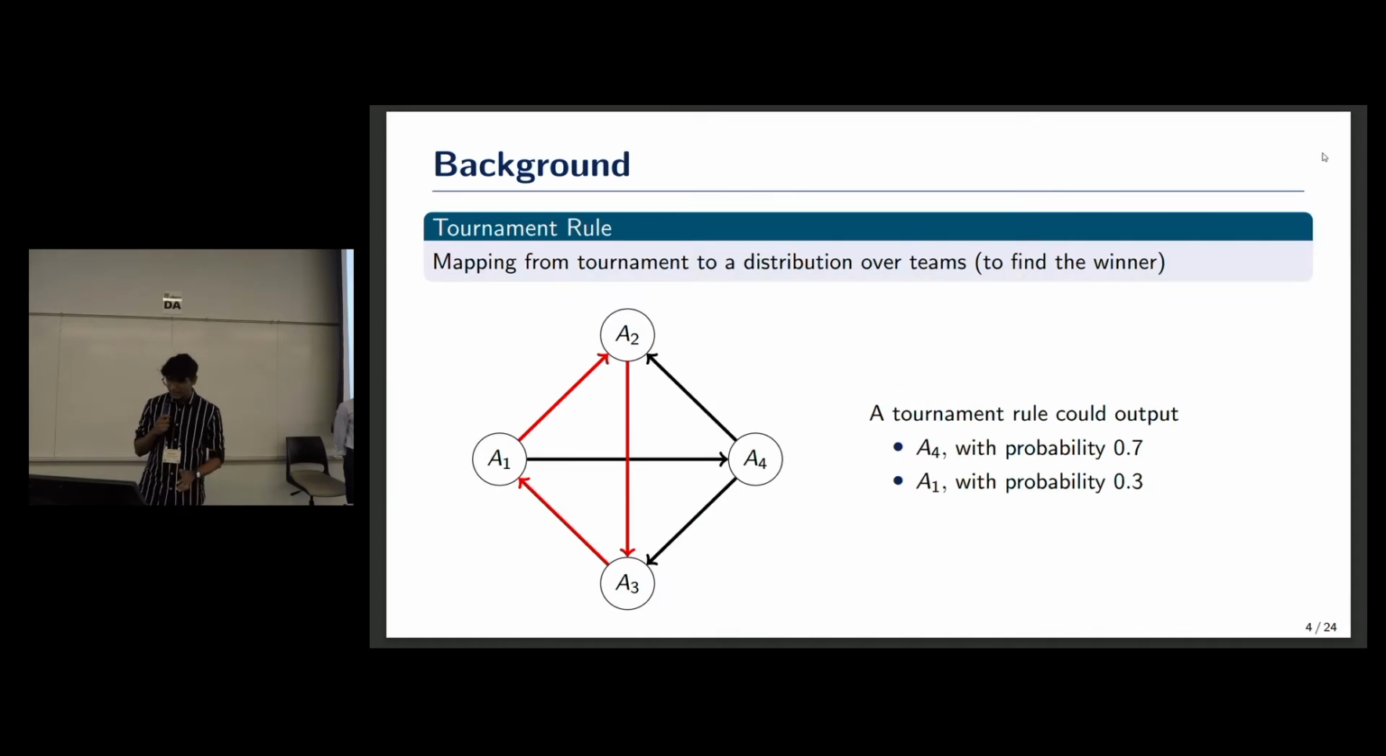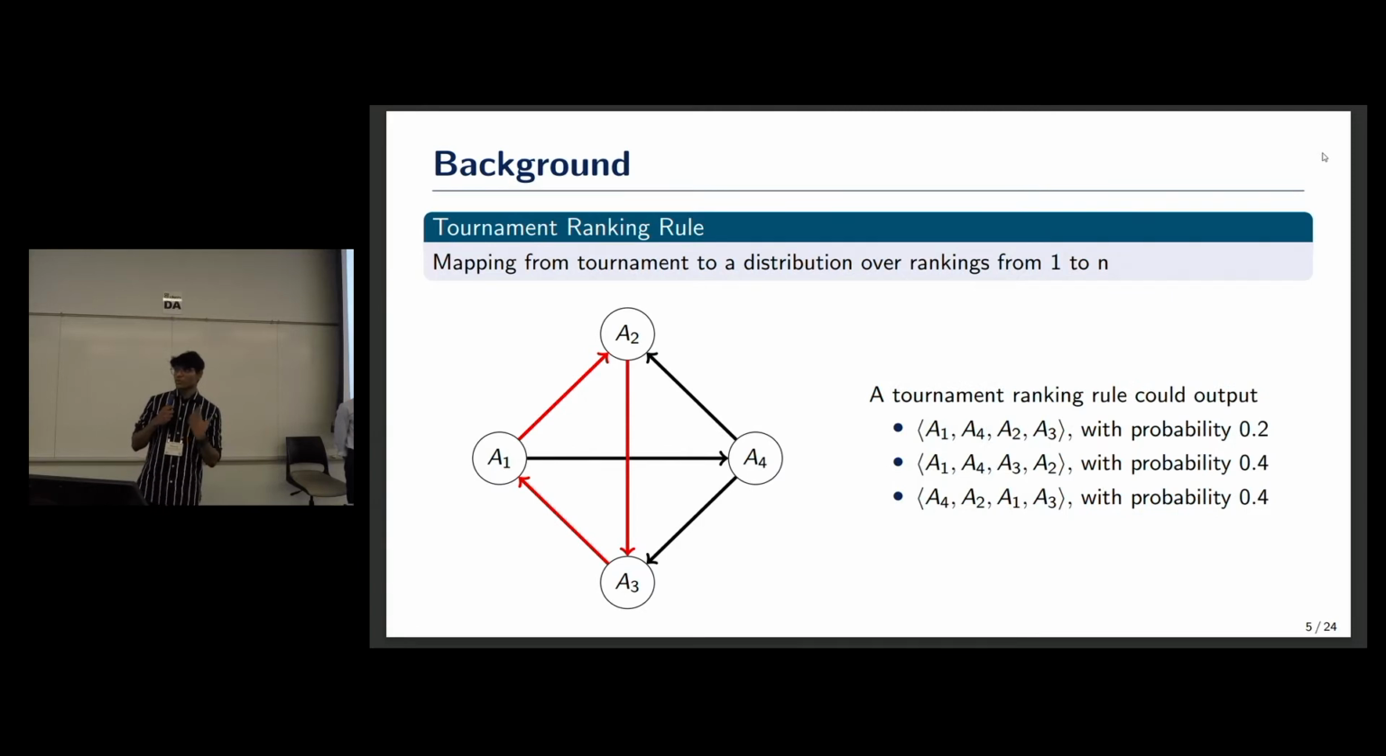But before I get to that, let me talk about tournament rules. So current literature defines a tournament rule as a mapping from a tournament to a distribution over teams. And the idea here is that a tournament rule tries to find the winner of a tournament. So for example, it could claim that the winner is A4 with some probability or A1 with some probability. And we extend the notion of tournament rules to tournament ranking rules, which are mappings from tournaments to a distribution over rankings from 1 to n. So for example, a tournament ranking rule could claim that the ranking is one of these three with some attached probability.